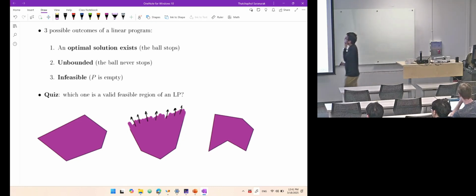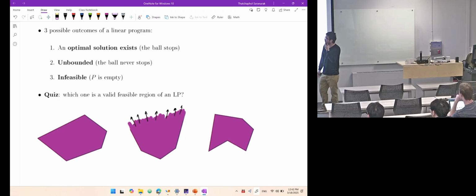Can you tell me which one can be a valid feasible region of an LP, from these three?